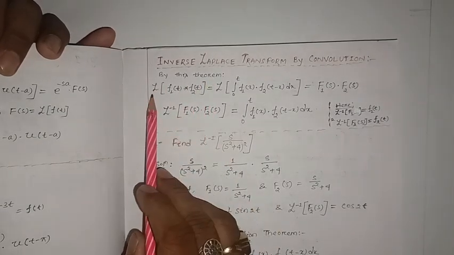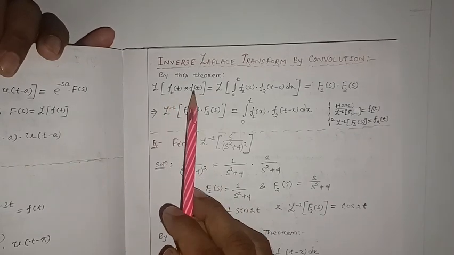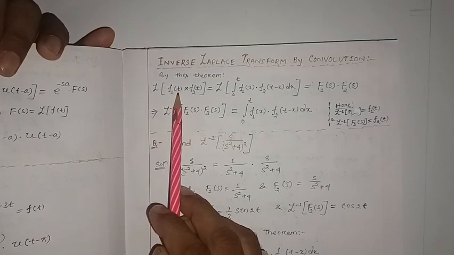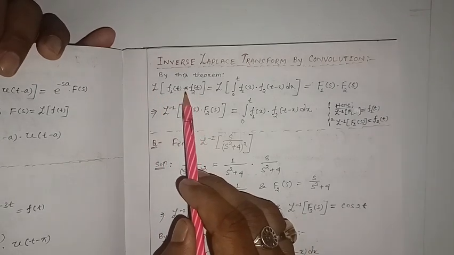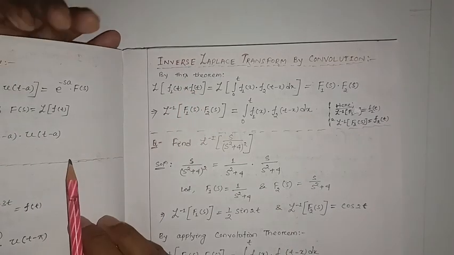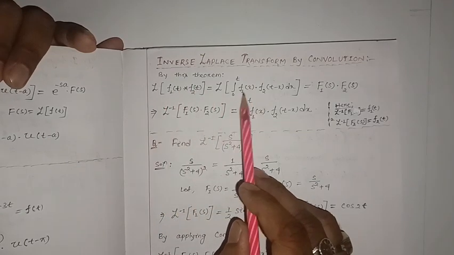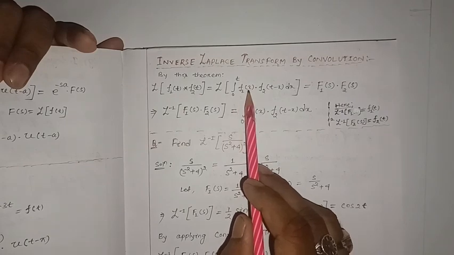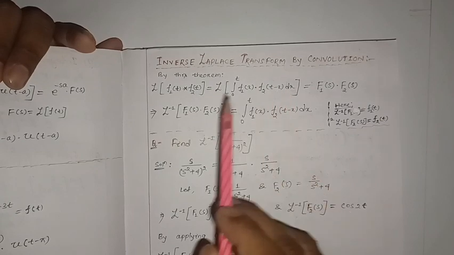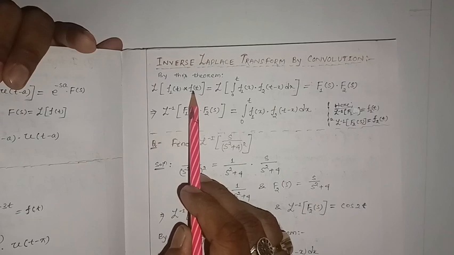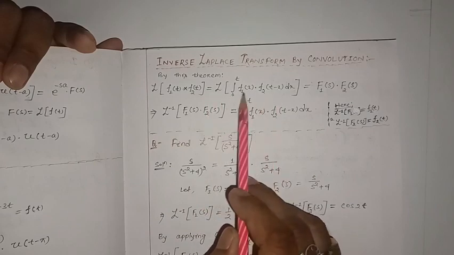By this theorem, the Laplace transform of the convolution of two functions f1(t) and f2(t), both variables of t, is equal to the Laplace transform of the convolution of the two functions. This can also be represented as the integral from 0 to t of f1(x), x being another variable, into f2(t minus x) dx. So f1(t) convoluted with f2(t), or f2(t) convoluted with f1(t), will also be this value.